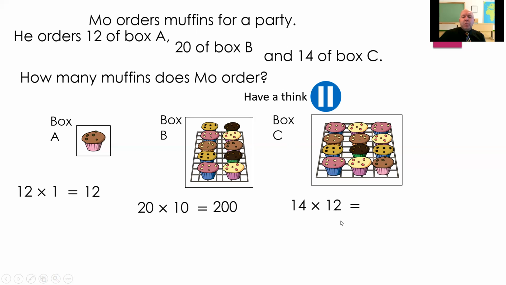So 14 lots of 12. Well, we can do that by saying 14 lots of 2 is 28. And 14 lots of 10 is 140. You can see we've partitioned the 12. So altogether, we've got 168. So there's the 3 boxes. Altogether, it means we've got 380 muffins.